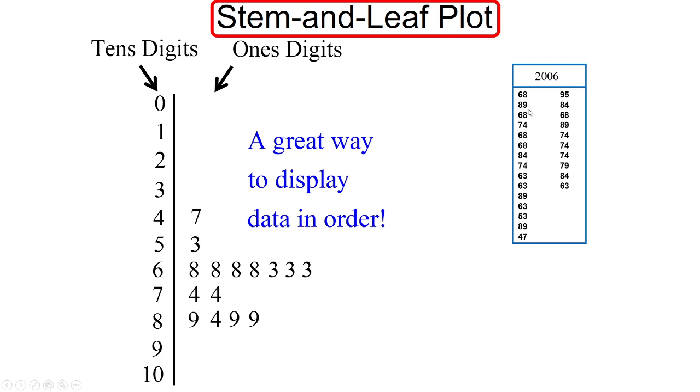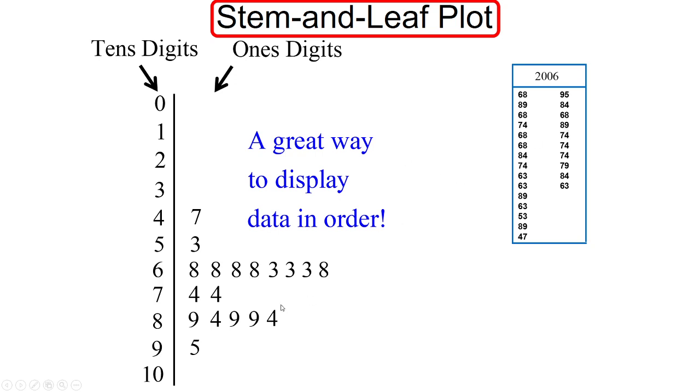And then we're up to 95, my first day. So at the tens digit of 9, I'm going to have a ones digit of 5. And then another 84. So at the 8, we add a 4 right here. And then a 68. So at the 6, let's put another 8. I got a lot of scores in the 60s there.